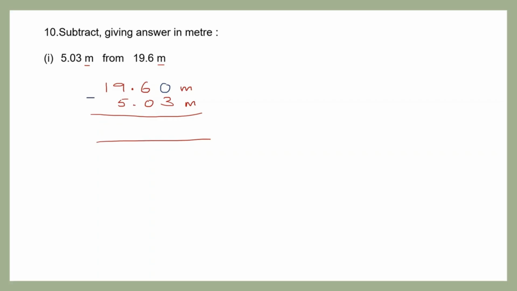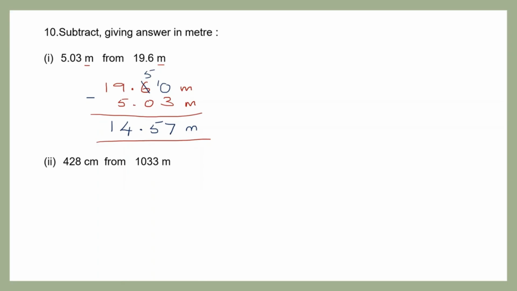Now subtraction. Let's start our subtraction. 0 minus 3 I cannot do, so I'm going to borrow from here. 5, 10. 10 minus 3 is 7. 5 minus 0 is 5. Point. 9 minus 5 is 4. And I bring down 1 and this is meters. So I've got my answer, 14.57 meters.